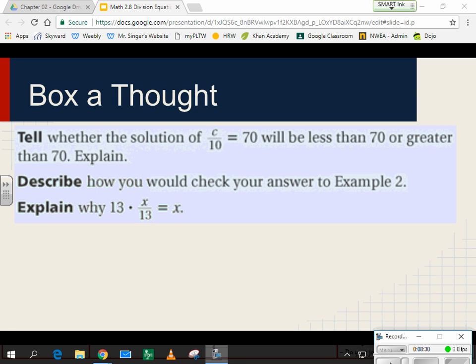All right, we're going to start with the box of thought with a question that you've seen now 4 times. Tell whether the solution of c divided by is equal to 70. Will that be less than 70 or greater than 70? For the second one, describe how you would check your answer for anything. It doesn't have to be just example 2. It can be any problem. How do you check your work? And then tell me why 13 times x divided by 13 equals x. Give a shot at that one. You should be able to see it. The hint is question 4 from practice 1. That helps you to try to figure out this.